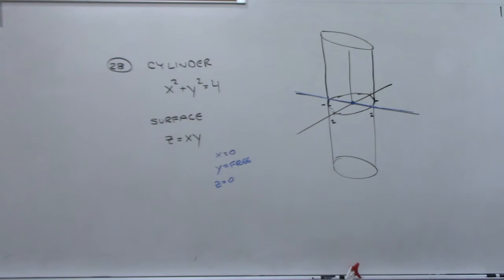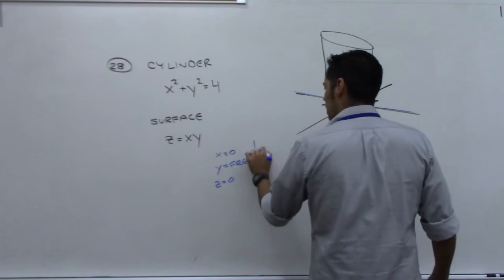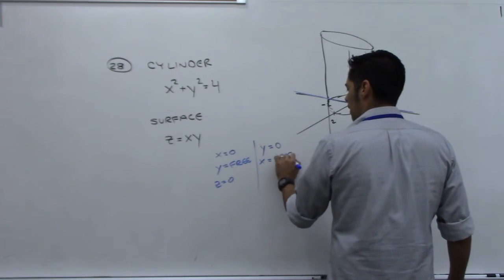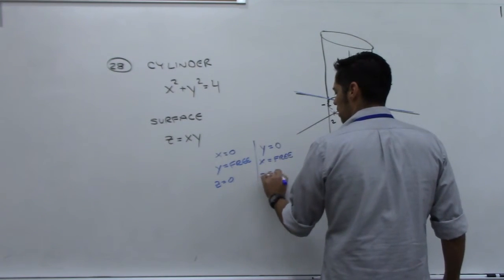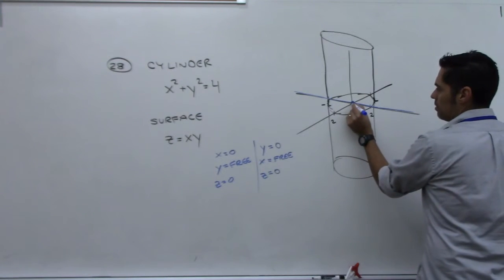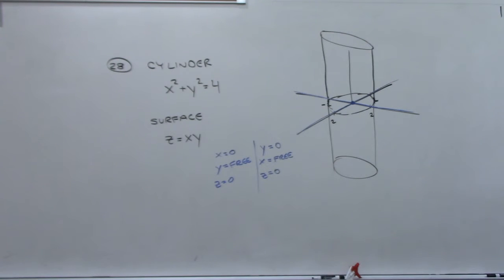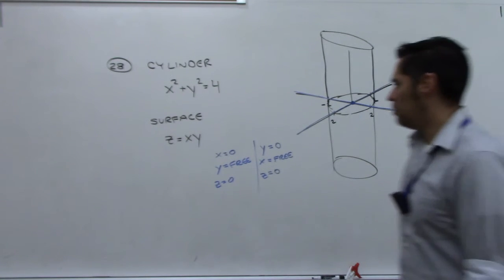So far. Now I could have done the same thing. I could have let y be 0, then x would be free, and z would still be 0. So that would draw me a line in this direction.